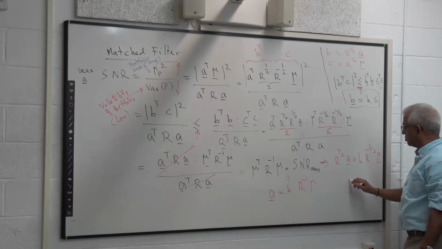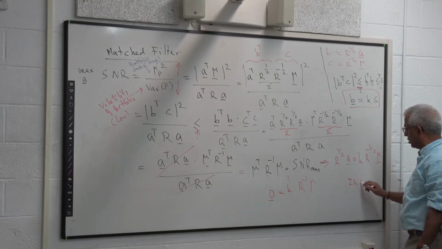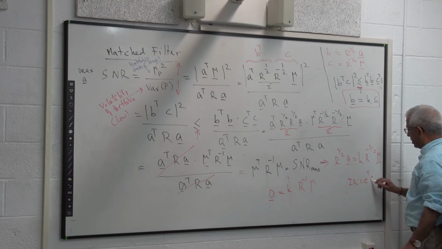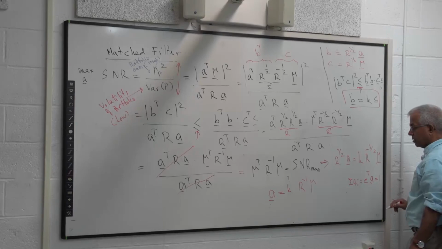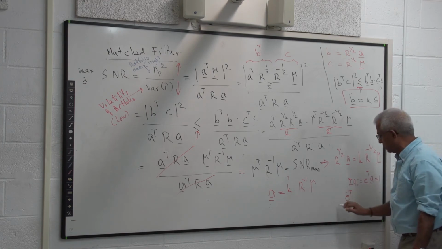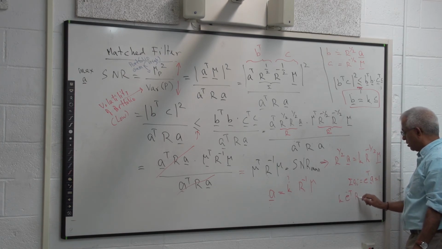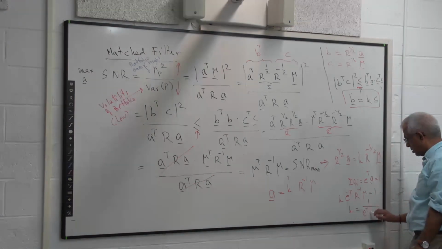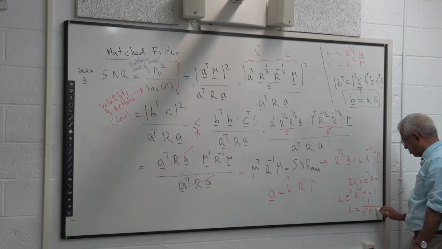K is easy because all the A's should add up to 1. This is A transpose, E transpose A should be 1. So E is the vector of unit vectors. So if you put in this condition, E transpose A is here, K multiplied by R inverse mu should be 1. So we get K to be 1 over E transpose R inverse mu.